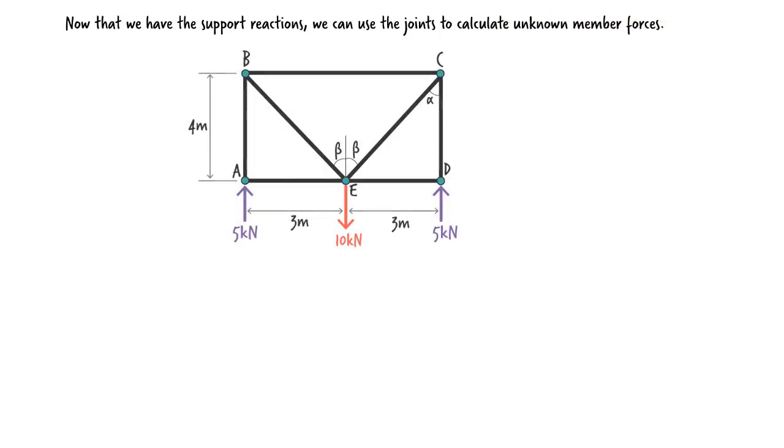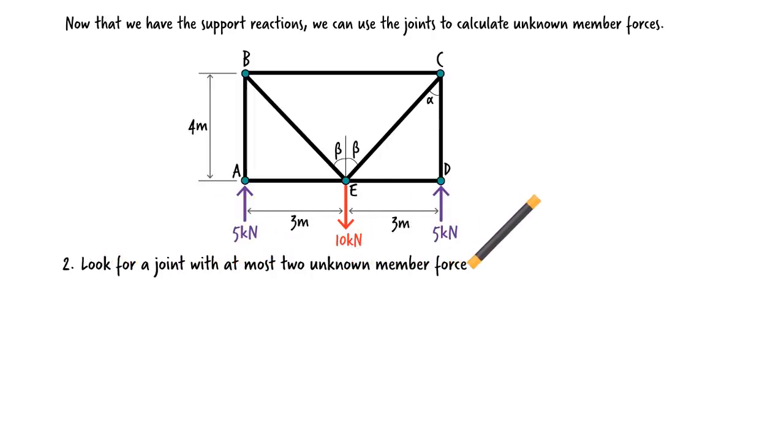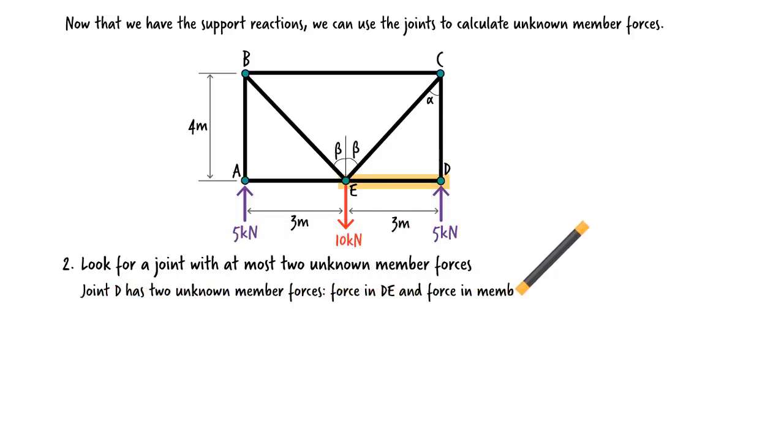Now that we have the support reactions, we can use the truss joints to calculate the member forces. We start by identifying a joint with at most 2 unknown member forces. Joint D has 2 unknown forces, the force in member DE and the force in member DC.